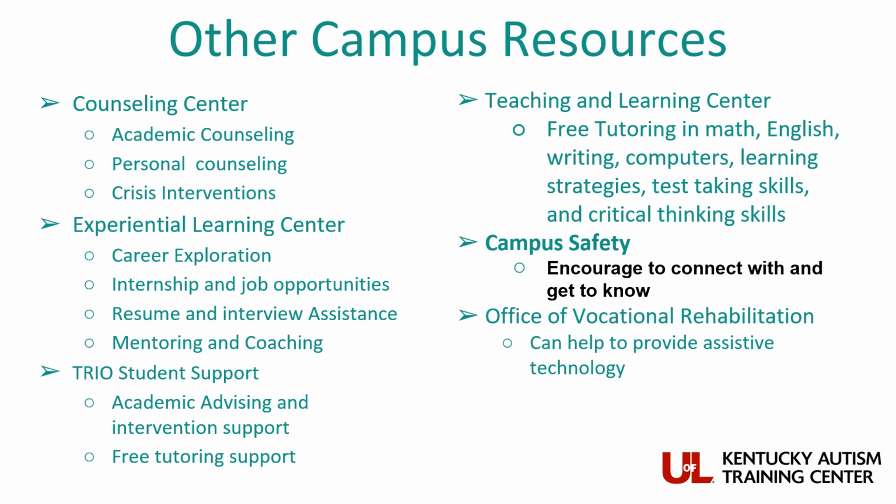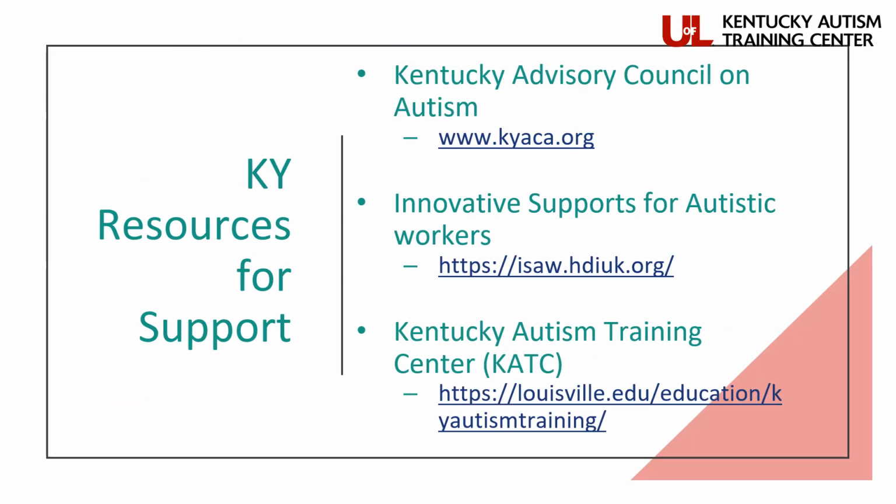I mean, when we do our first responder training, we tell those individuals to get out and meet as many autistic individuals in their community. So that's really important that they kind of do connect and get to know each other for lots of reasons. And then, of course, the Office of Vocational Rehabilitation can help provide lots of things, but assistive technology being one of the big things there on campus.